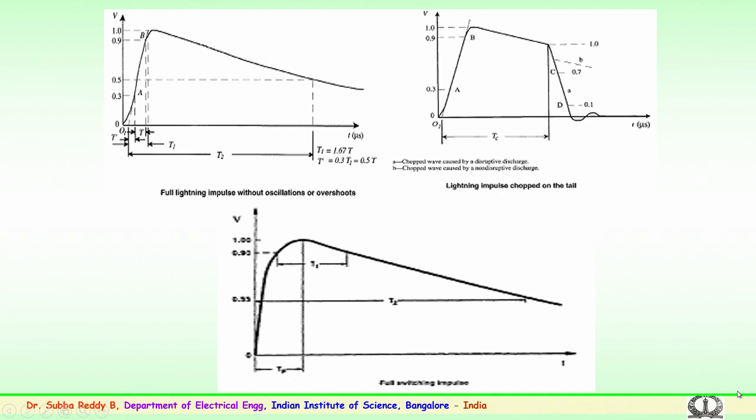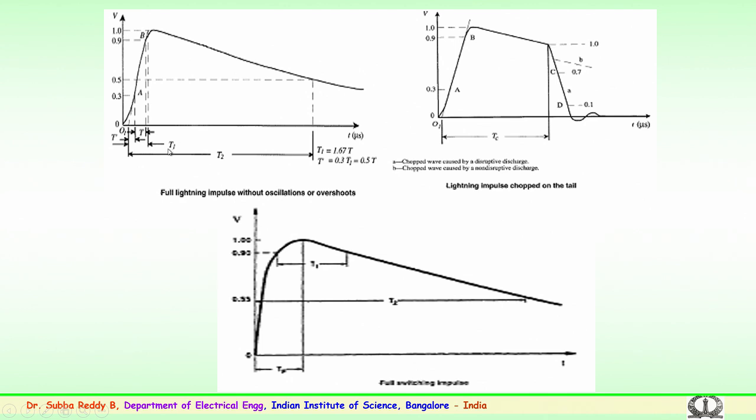As discussed, we were talking about the over voltages which happen in the transmission. Here are a few examples which have been given. The first is the lightning impulse or lightning surge which occurs in the transmission, and how it looks. The second is the lightning impulse chopped wave, and the third is the switching impulse. So, we will look at them one by one.